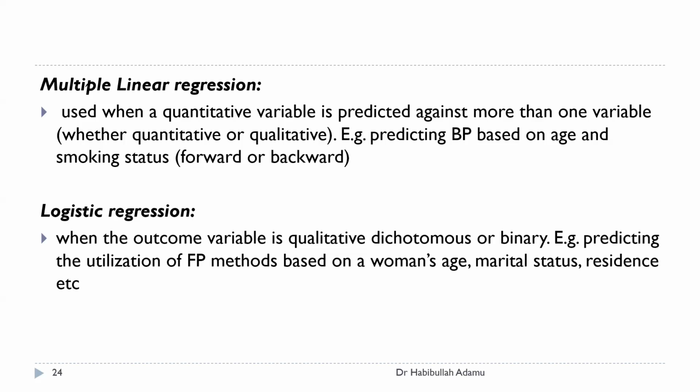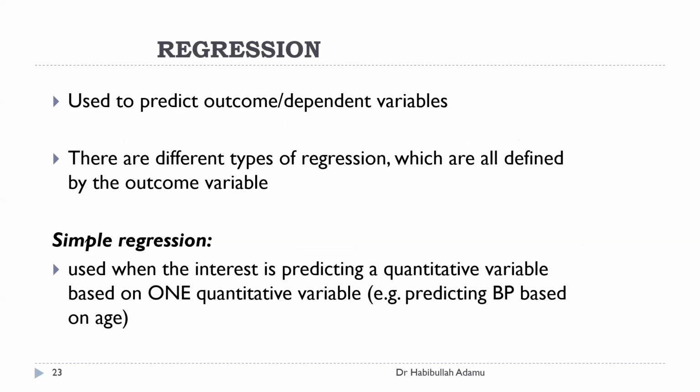If we are predicting, for example, the outcome of treatment, either cured or not cured, this one is a categorical variable. So we use what? Logistic regression. Within linear regression, we can subclassify it into either simple linear regression or multiple linear regression, which is what we have here on the slide. We say simple linear regression is when you are predicting one quantitative variable from one independent variable.